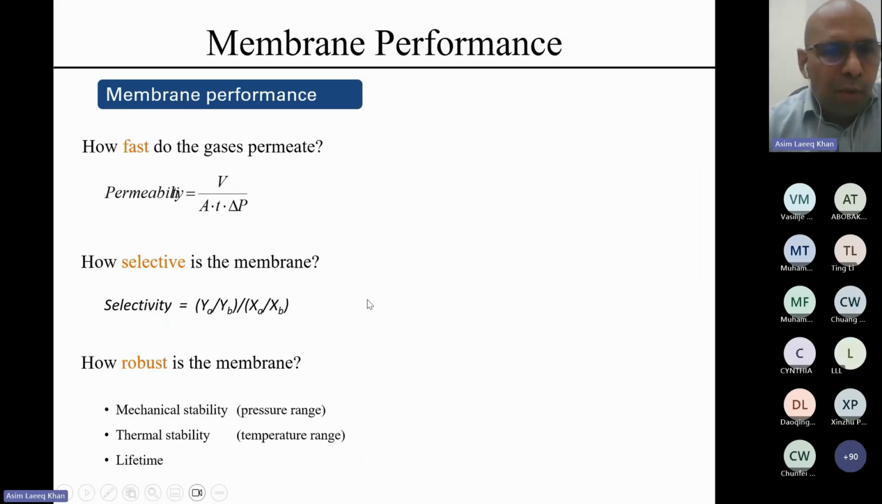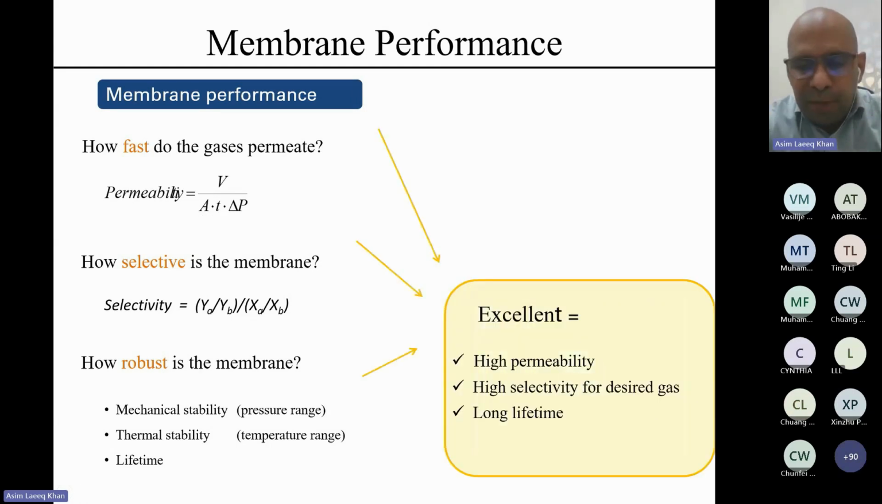Now moving to the membrane performance, as membrane engineers or scientists or chemists, we aim to make membranes that are highly permeable, highly selective, and highly robust. That is, membranes that have high mechanical stability, high chemical stability, and a good lifetime. So an ideal and most optimal membrane is the one that shows very high permeability, very high selectivity, and has a long lifetime.